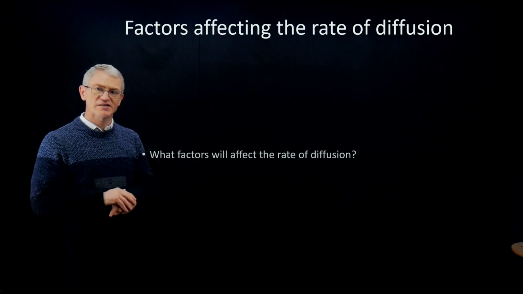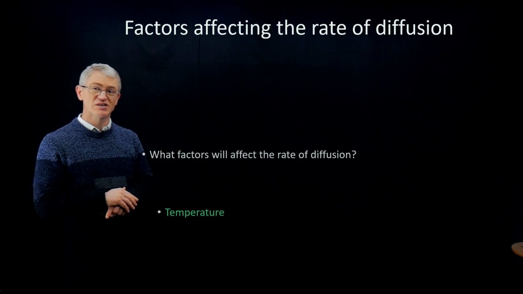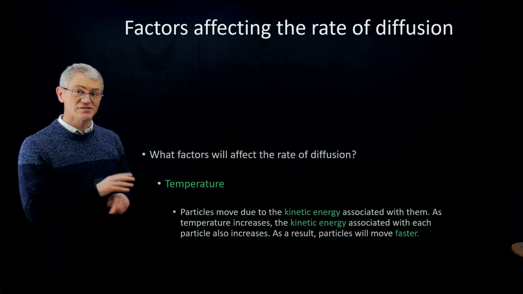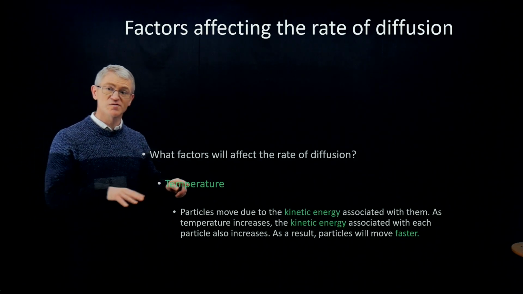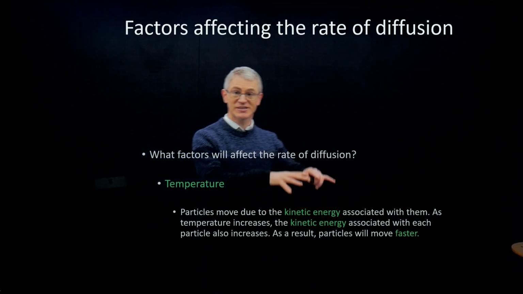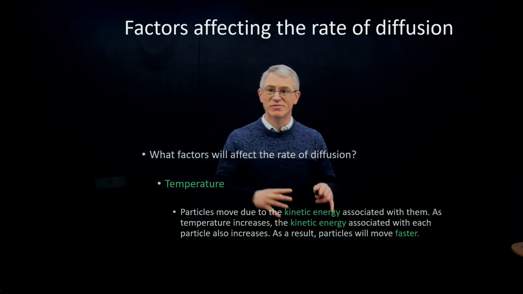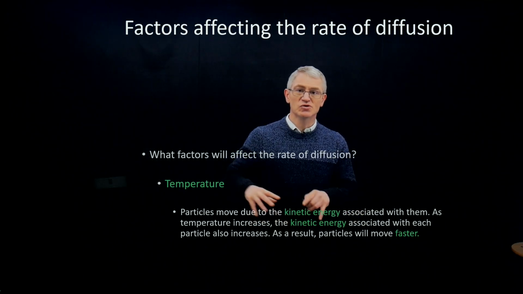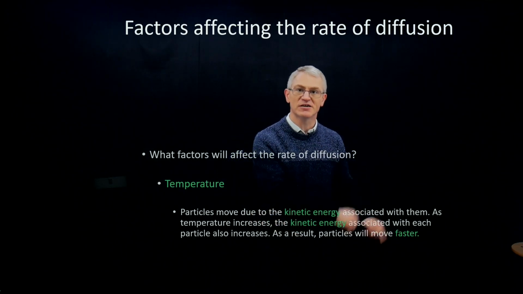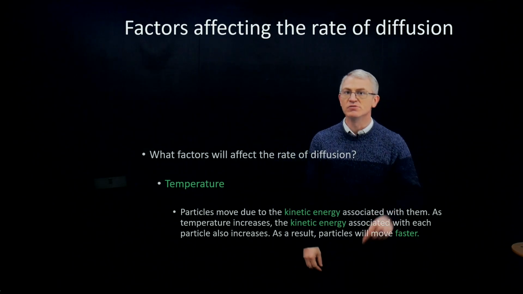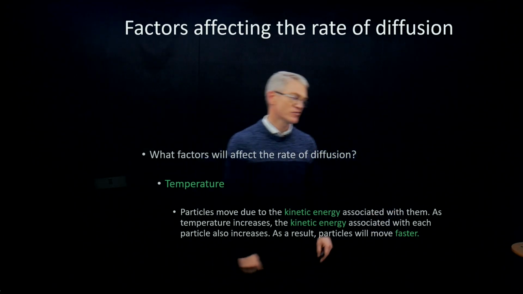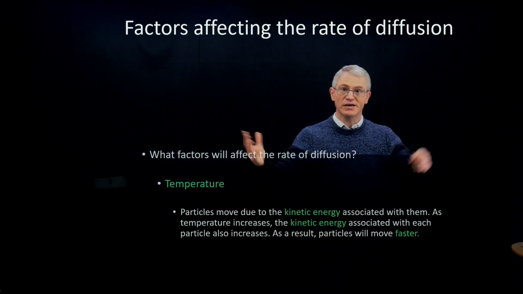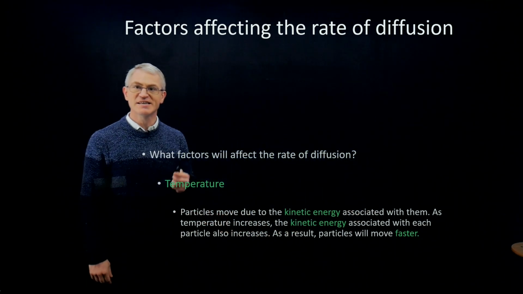Now, what factors will affect the rate of diffusion? Let's look at another one, this time temperature. So we're going to show you this in a second as well. Particles move due to kinetic energy. So the kinetic energy associated with them makes them move. As the temperature increases, the kinetic energy of each particle also increases, and they move faster. So instead of just going like that, they'll go really quick. And as they go really quick, we're going to show you in the next part. So let's have a look at the next part.